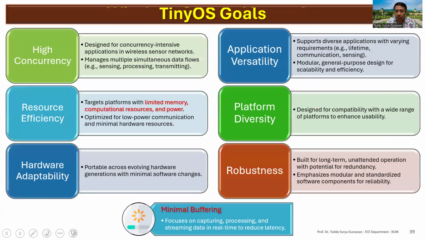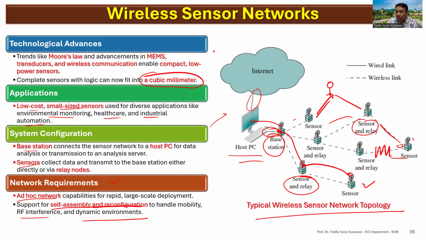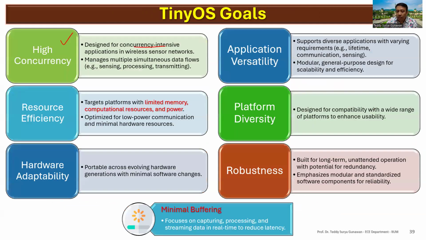Okay. So the TinyOS goals: we have six goals. The first one is high concurrency, designed for concurrency-intensive applications in wireless sensor networks. Many things run at once, because you can sense many things, many sensors at once. Okay. Resource efficiency, because it has limited memory, component resources, and power.